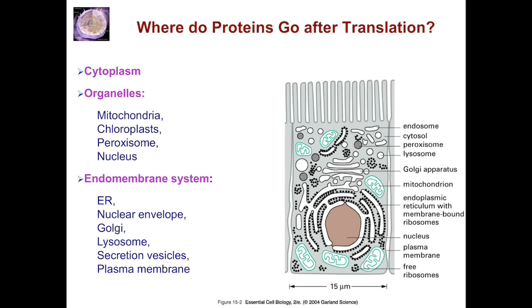This lecture is about protein sorting. So, where do proteins go after translation occurs? There's three main categories that we can think about: cytoplasm, the organelles, or the endomembrane system.